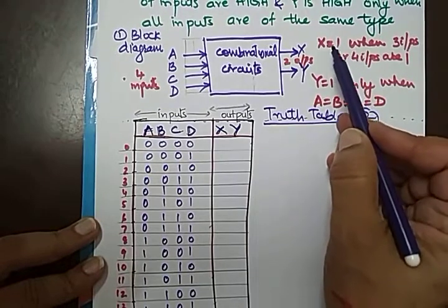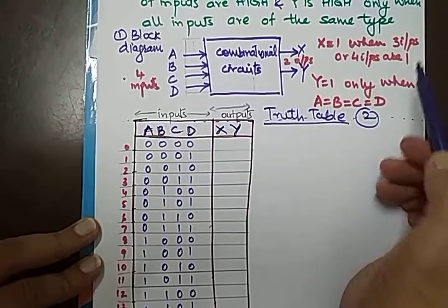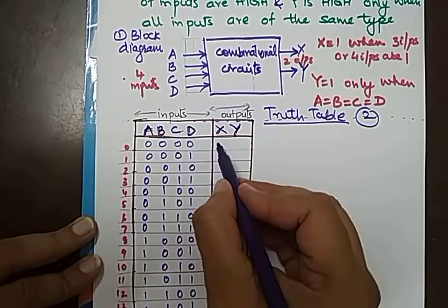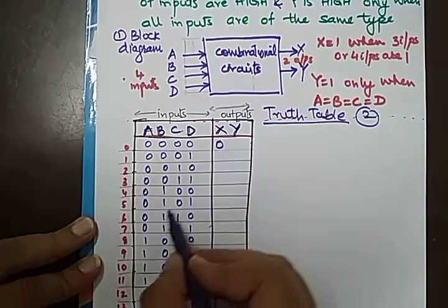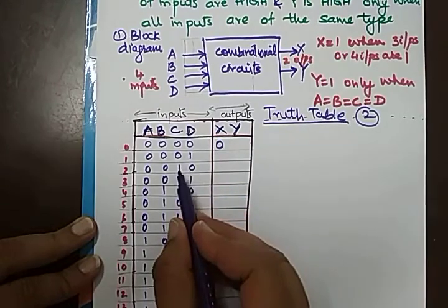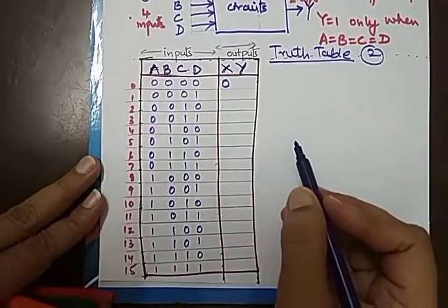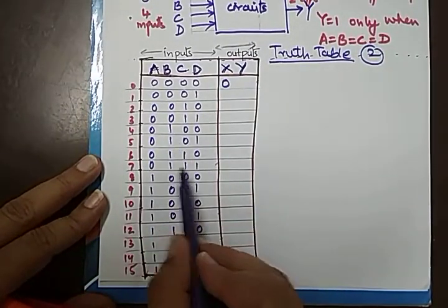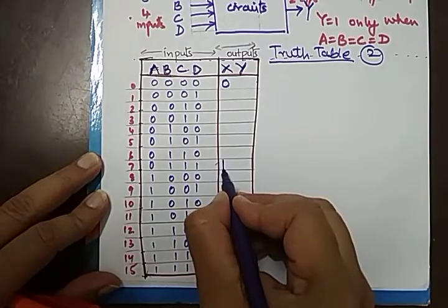So the statement tells us that X is equal to 1 when 3 inputs or 4 inputs are 1, which is the majority. So let us start from the beginning. In this case, X would be 0. Let us see in which cases X will be 1. Here there is a single 1, 2 ones, single 1, 2 ones, 2 ones, 3 ones. So here we have 3 ones. So X will be 1 here.